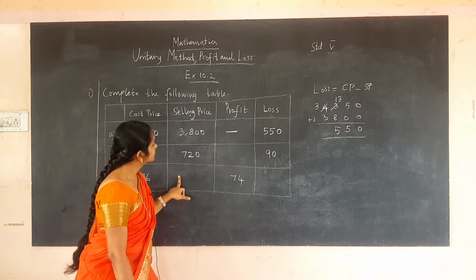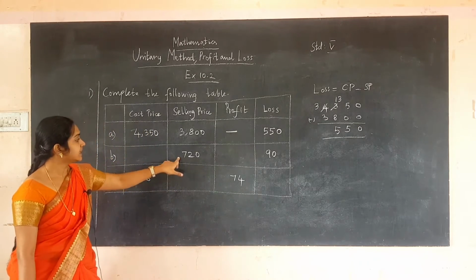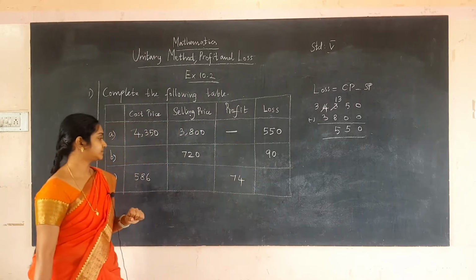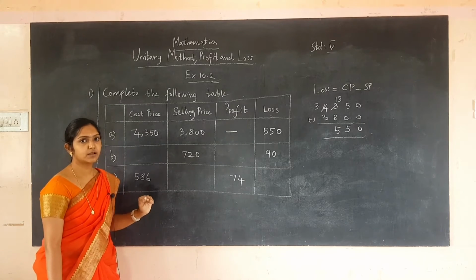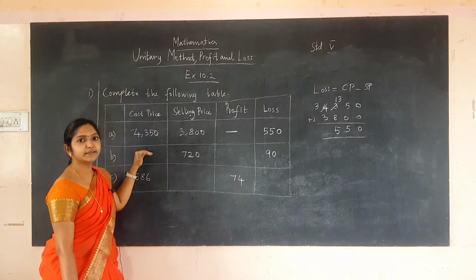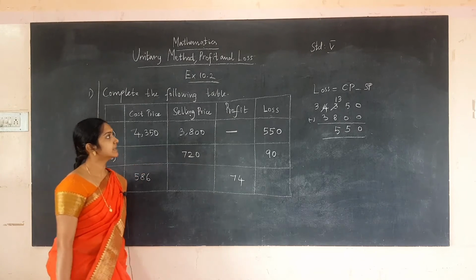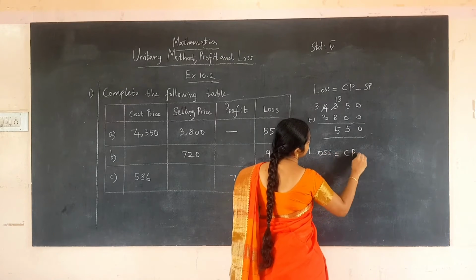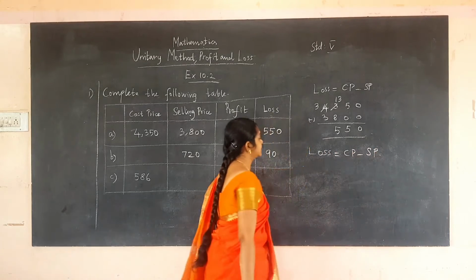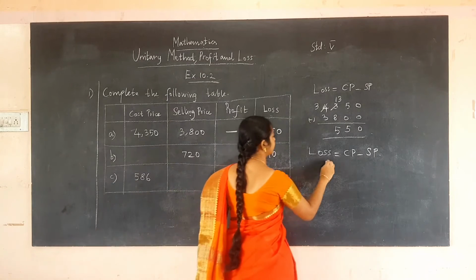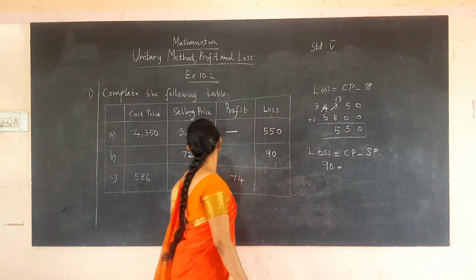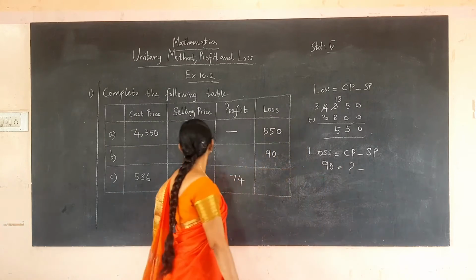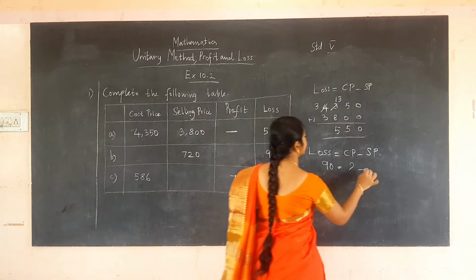Next, selling price is given and the loss is given as 90. Loss means cost price will be greater than the selling price. Loss is equal to cost price minus selling price. Loss is given as 90. We don't know the cost price and the selling price is given as 720.